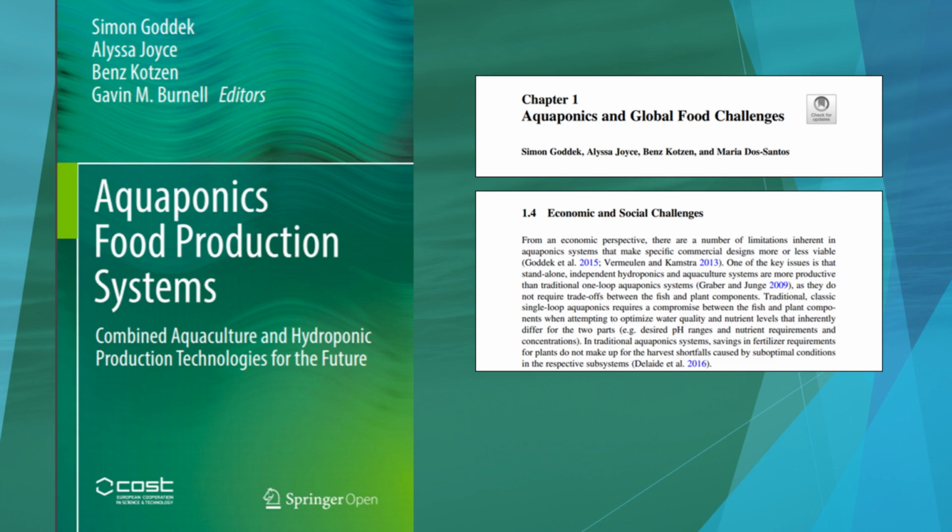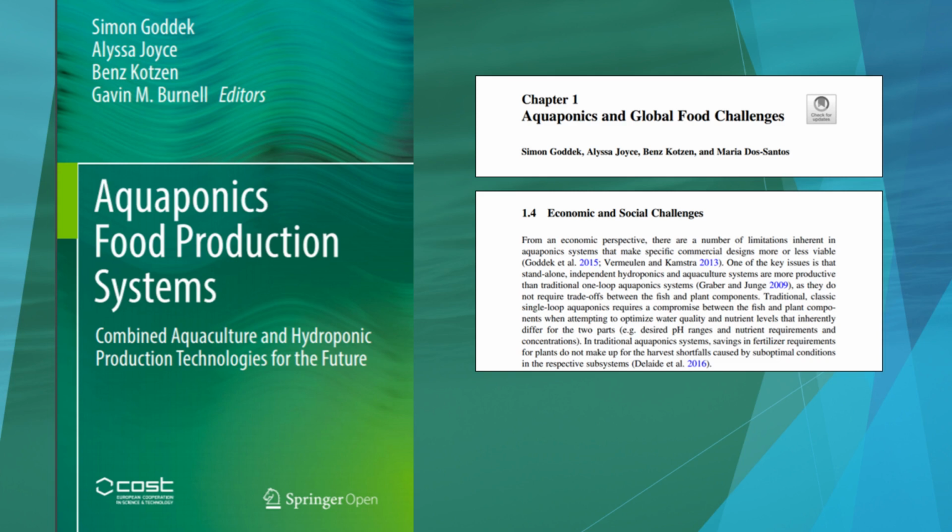One of the key issues is that standalone independent hydroponics and aquaculture systems are more productive than traditional one-loop aquaponics systems (Graeber and Young 2009), as they do not require trade-offs between the fish and plant components. Traditional, classic single-loop aquaponics requires a compromise between the fish and plant components when attempting to optimize water quality and nutrient levels that inherently differ between the two parts, for example desired pH ranges and nutrient requirements and concentrations. In traditional aquaponic systems, savings in fertilizer requirements for plants do not make up for the harvest shortfalls caused by suboptimal conditions in the respective subsystems.